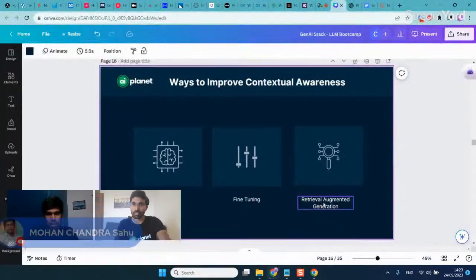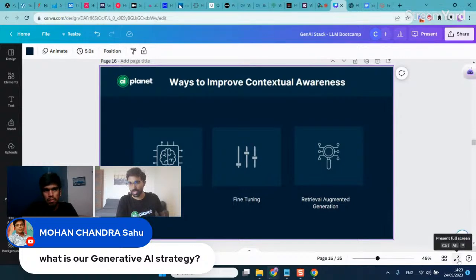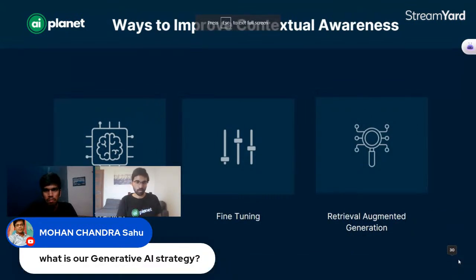Anything else, Tarun? Yeah, one final question: what is our generative AI strategy? That's a very broad question, but in short, our bigger purpose is to make AI, or generative AI, accessible to everyone, so that we can solve some of the meaningful problems out there. When I say meaningful problems, it doesn't necessarily need to be business problems, but also critical societal problems as well.